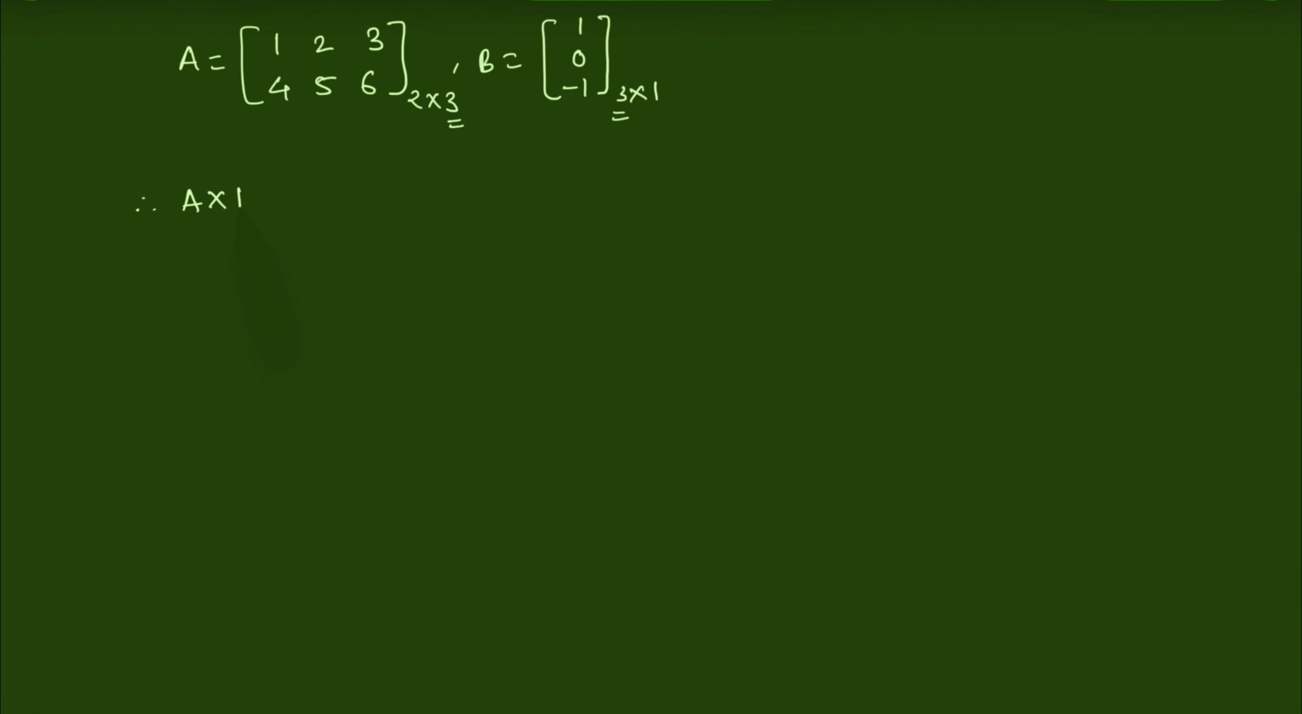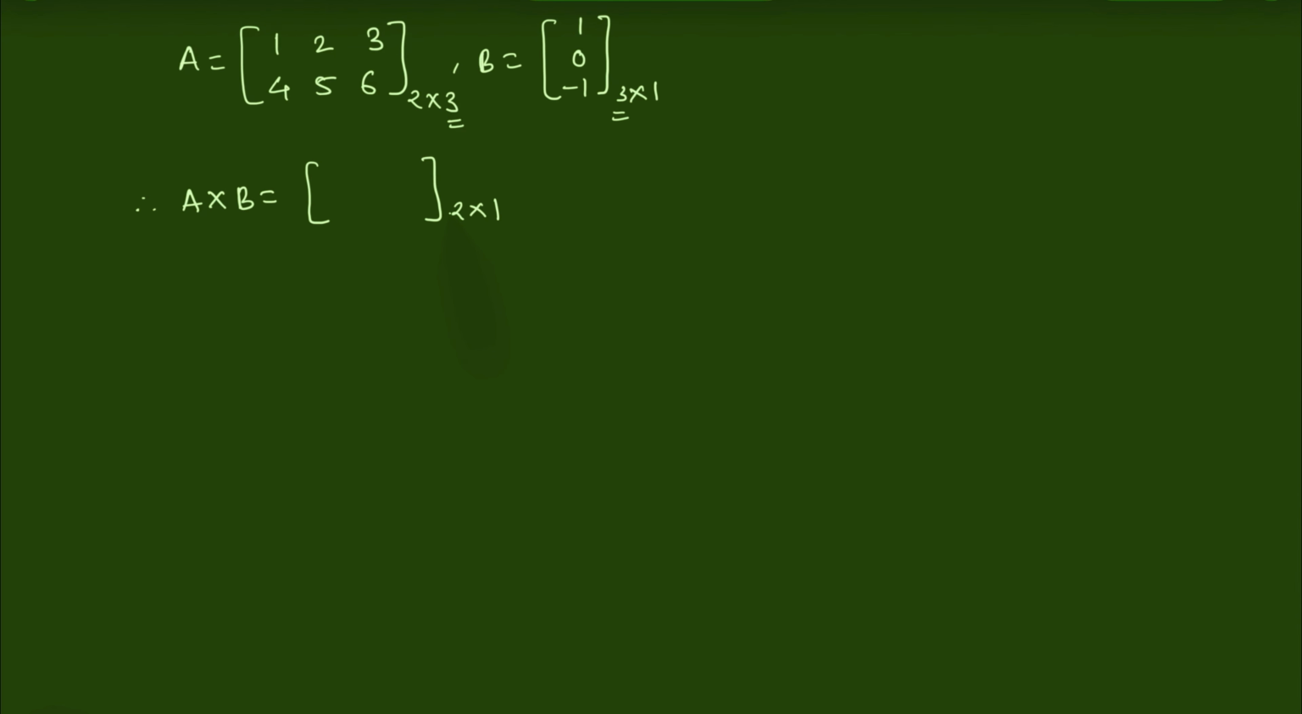Now third example, let A be equal to 1, 2, 3, 4, 5, 6 and B be equal to 1, 0, minus 1. Now A has the order 2 cross 3 and B has the order 3 cross 1. Now the number of columns in A is equal to the number of rows in B. Therefore A cross B matrix exists and has the order 2 cross 1.